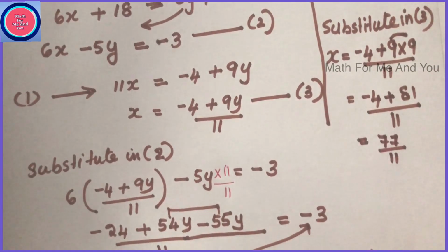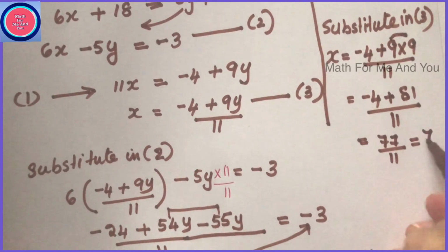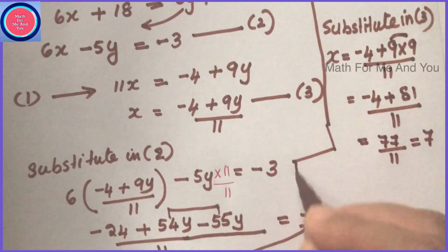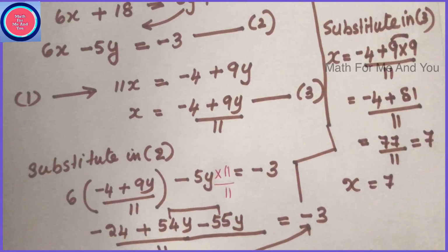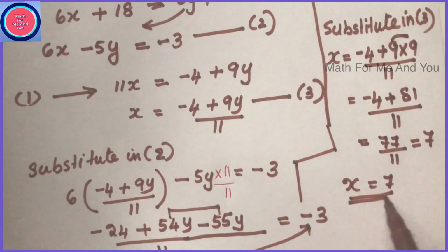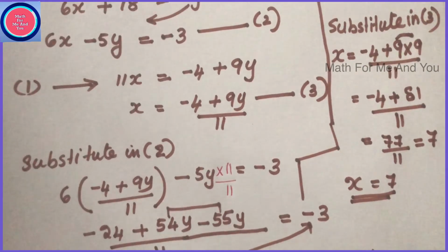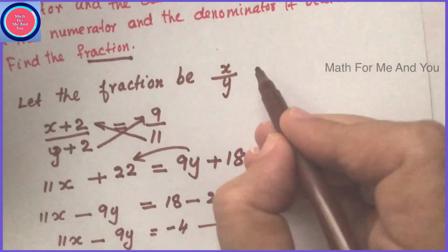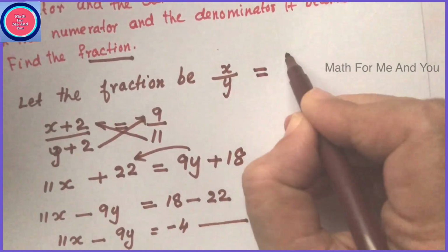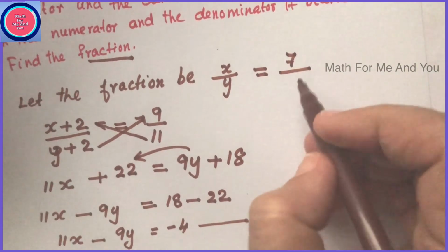So we get x equals 77 over 11. It is 7. Then we get the value of x as 7. So the fraction means numerator and denominator. Numerator value is 7, denominator value is 9. So we can write the fraction as 7 over 9. This is our answer.